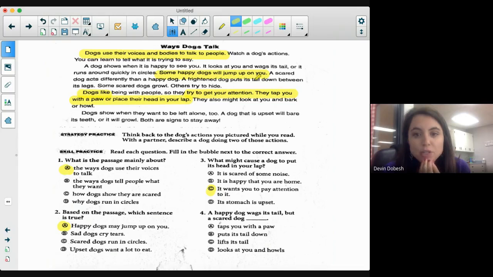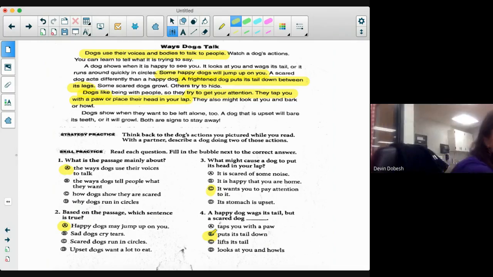A frightened dog puts its tail down between its legs. I'm going to highlight that because frightened is another word for scared, and it asks what a scared dog does. I see that it says it'll put its tail between its legs, and letter B says put its tail down, which would be a very similar answer. They just didn't write the between its legs part, so I know it's B.